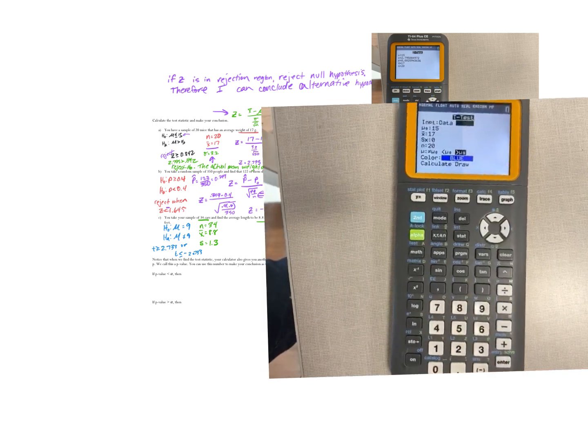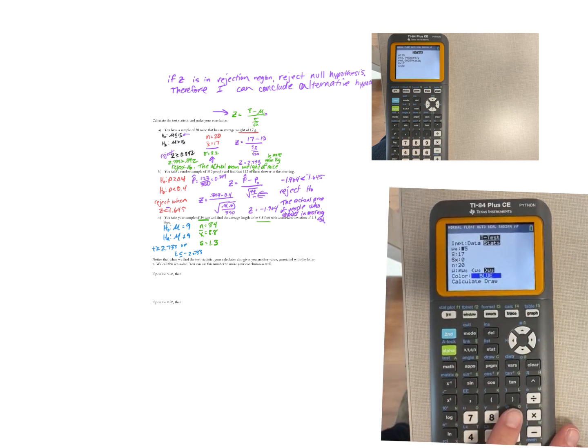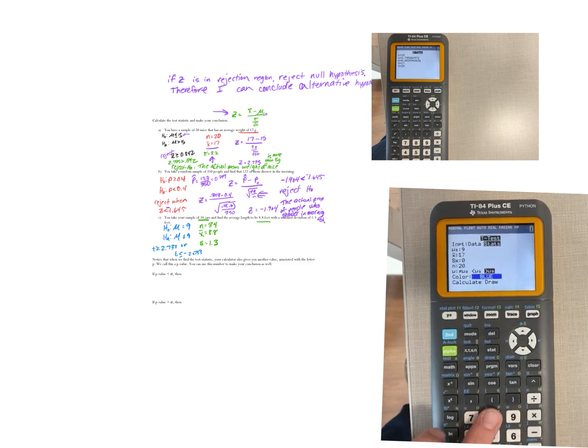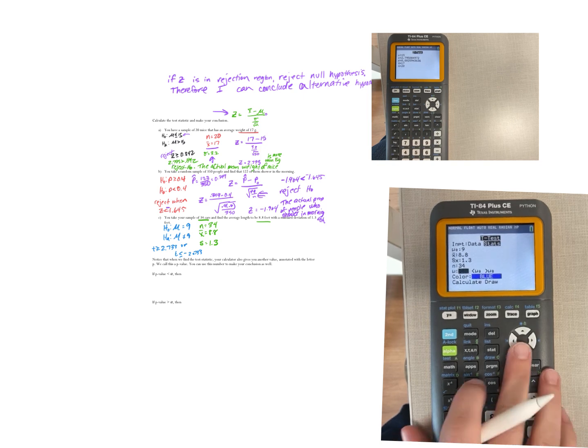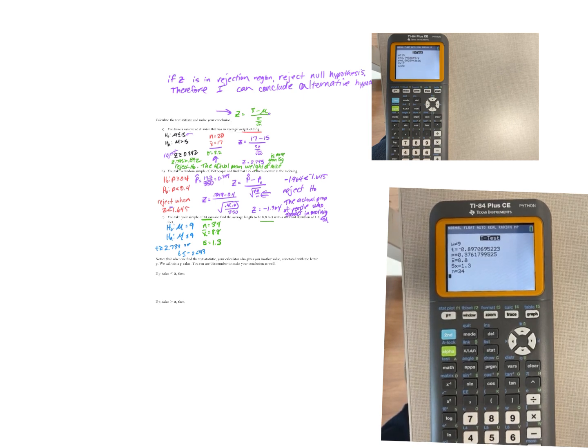So once you pick t-test, what's the mu 0 going to be? 9. X bar is going to be 8.8. S is going to be 1.3. And it's not equal, so change that alternative hypothesis to not equal to. Go down and calculate. T equals negative 0.89.